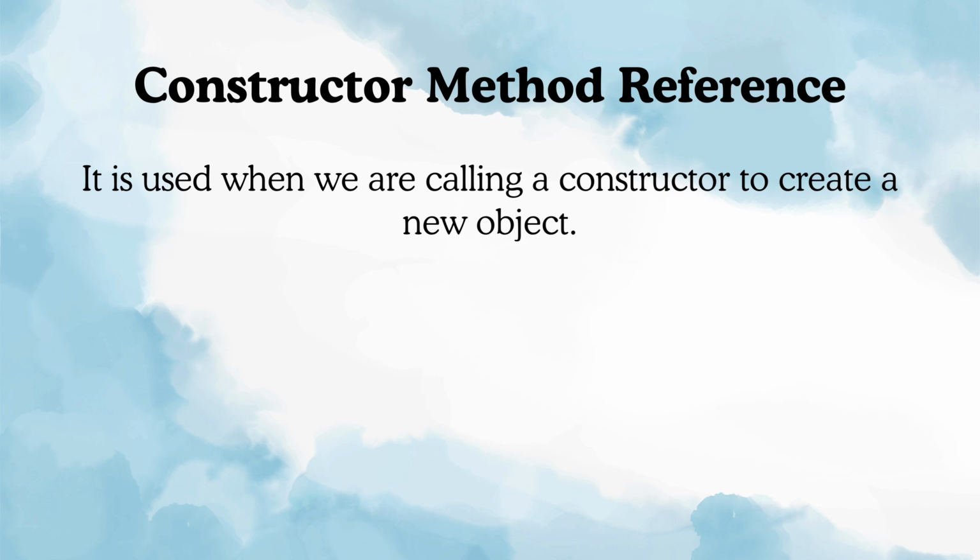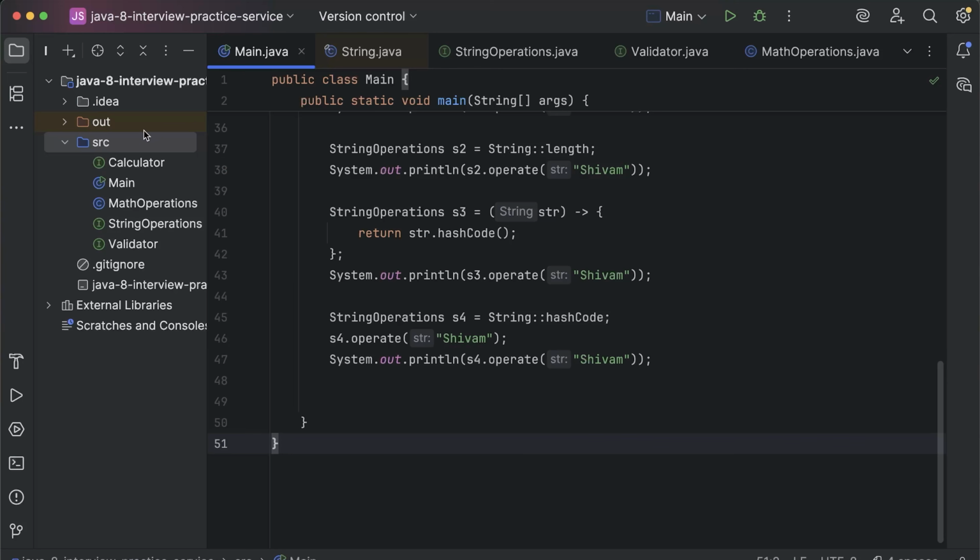Now at last we have the constructor method reference. It is used when we are calling a constructor to create a new object. The syntax is class name colon new. Let's see, I'll take another example.